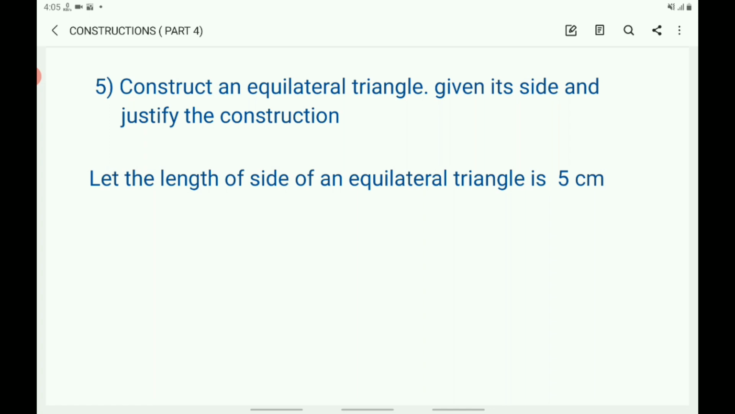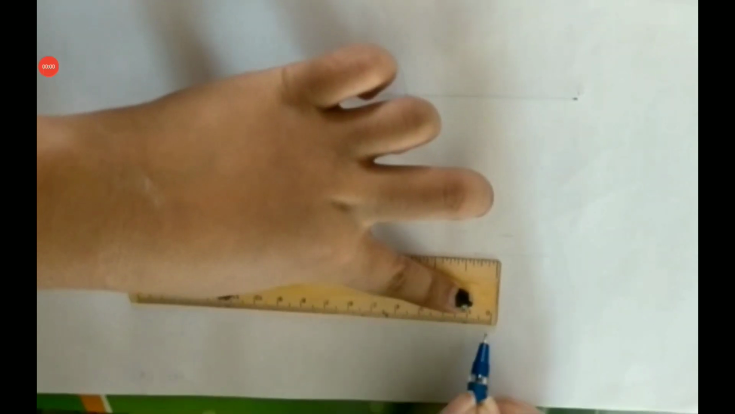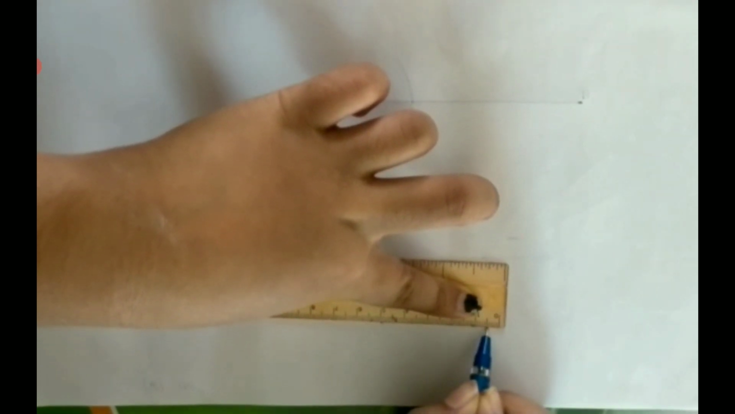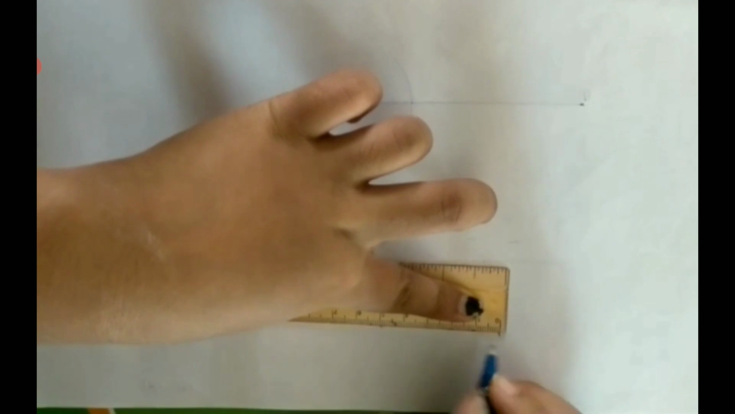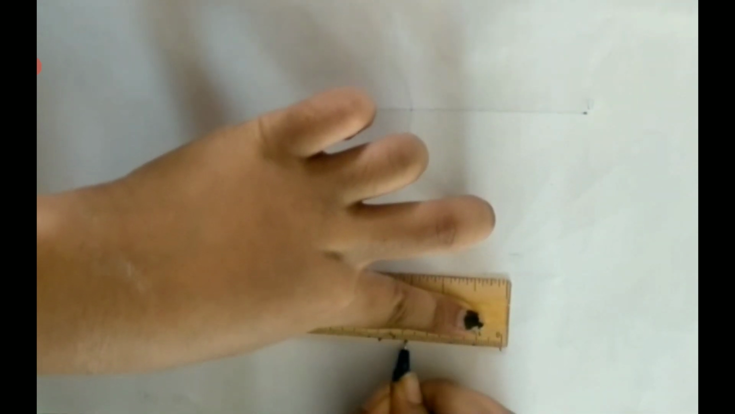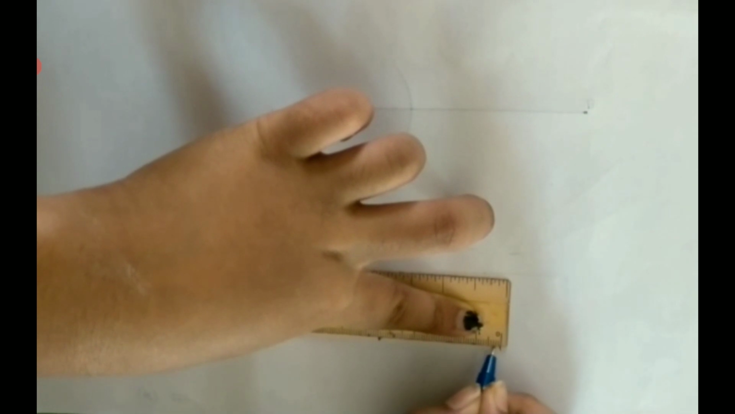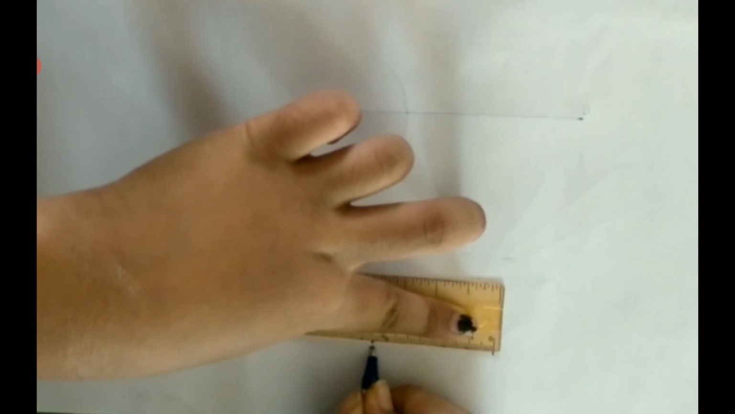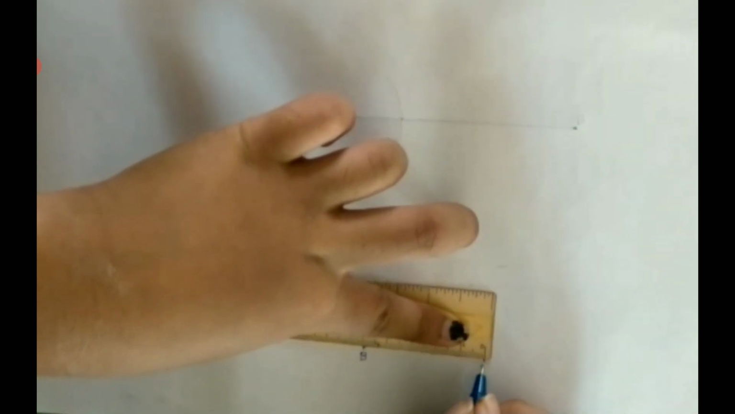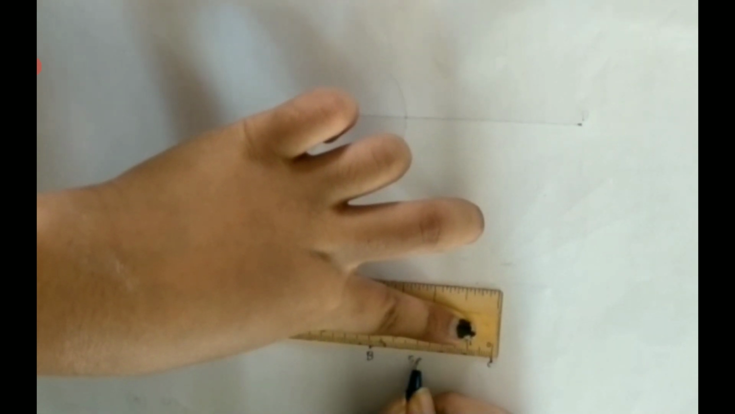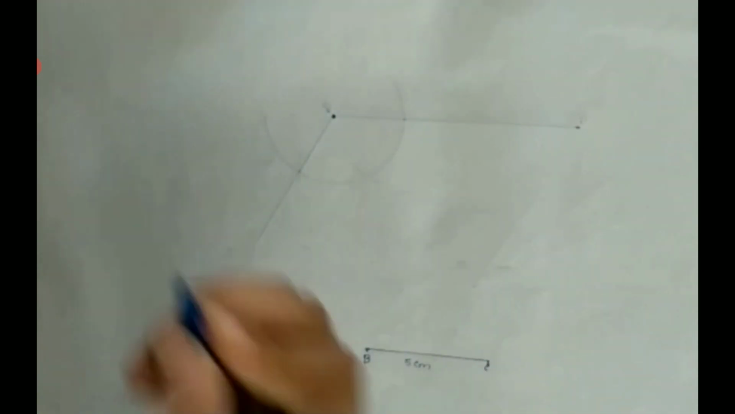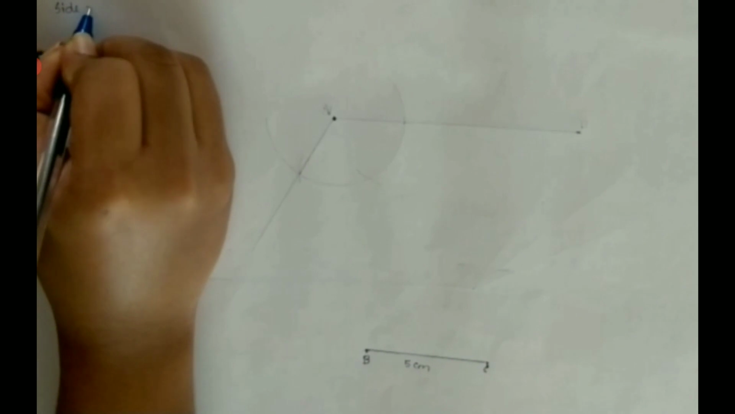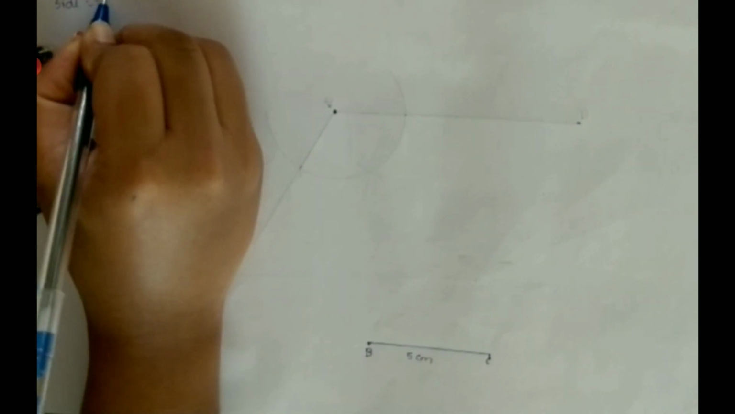Now let us observe the construction made here. Draw the baseline of length 5 cm, as we have taken the side of the equilateral triangle as 5 cm. This is the baseline. Name it BC. BC is the baseline of the triangle ABC, that is of 5 cm. Now here you can take the radius equal to 5 cm. Side is 5 cm.